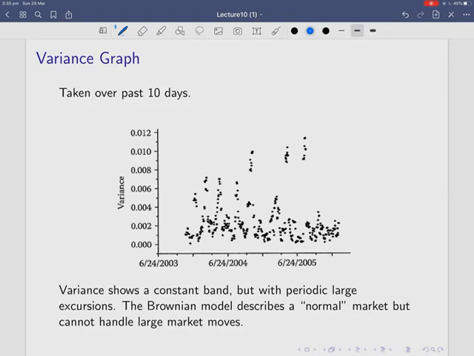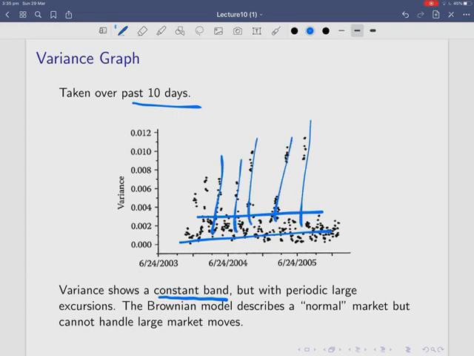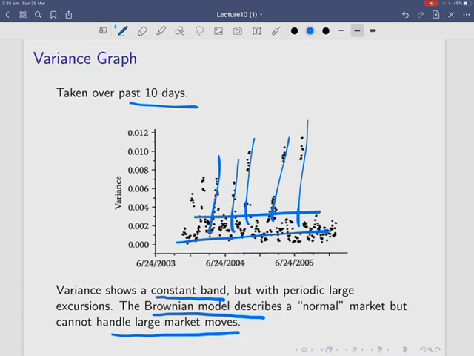But if we look at the variance, the data taken over the past 10 days, and plot that, the variance shows a constant band. The variance is more or less constant. But there are periodic spikes, like this. This Brownian model really can't describe what happens when the market does large movements. It's not a good model.